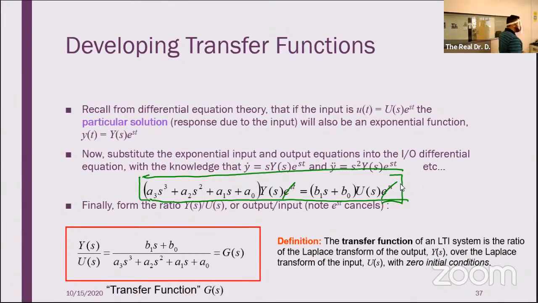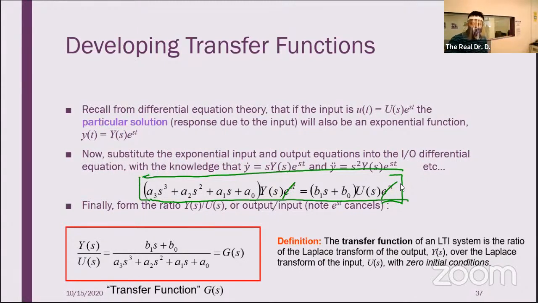I can do the same thing for my input. The e to the st is canceled. It's on both sides, so it's gone. Now we can create our transfer function. What is the transfer function? It is the ratio of the system's output to the system's input.